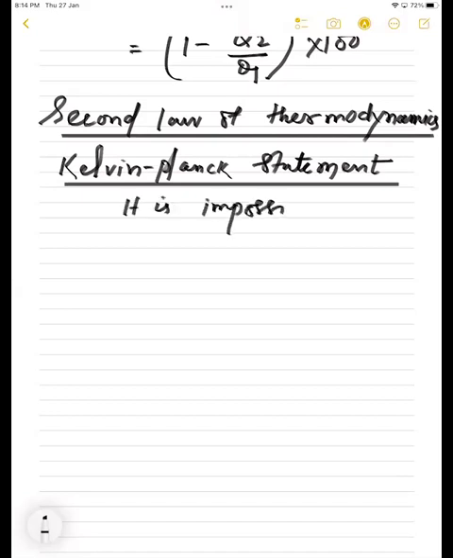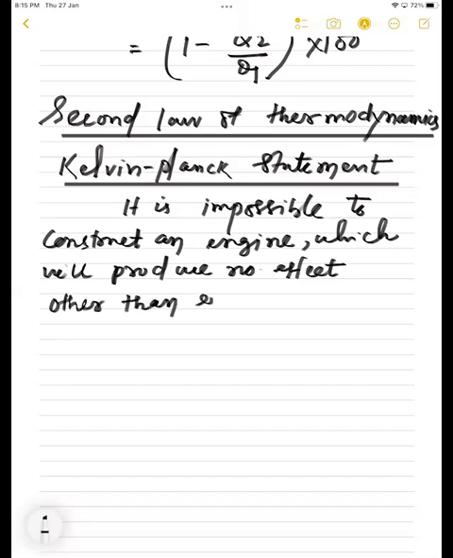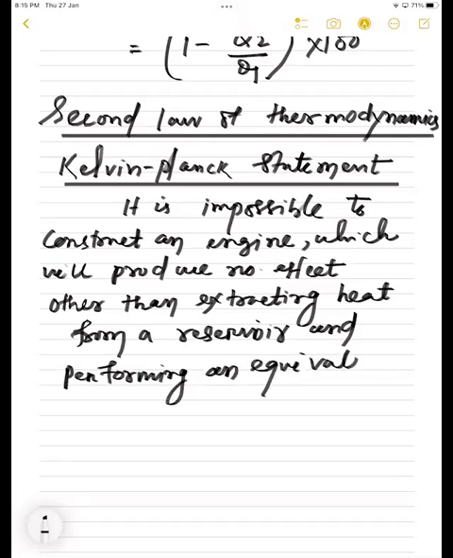It is impossible to construct an engine which will produce no effect other than extracting heat from a reservoir and performing an equivalent amount of work. Right? This is the Kelvin Planck statement.